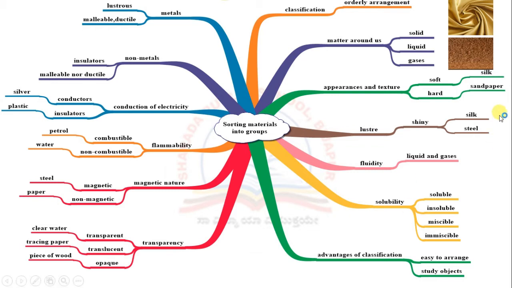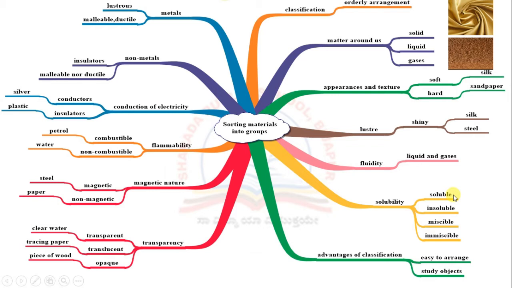Luster. If we compare silk and steel, steel is shiny, whereas the other materials are dull. Shiny materials have lustrous property. Fluidity. Ability of a substance to flow easily is known as fluidity. Example, liquid and gases. Students, let us learn about solubility.